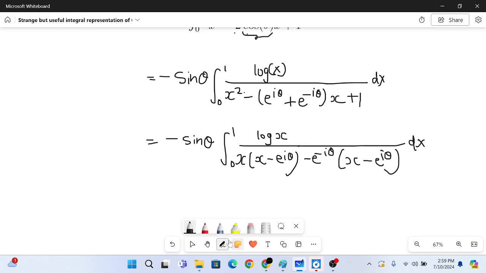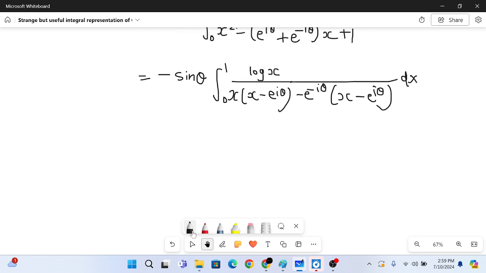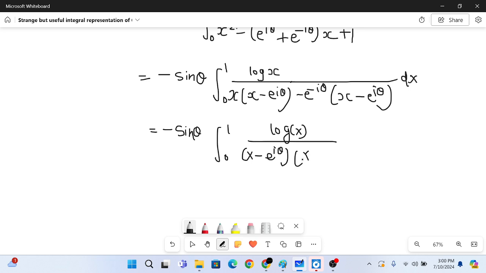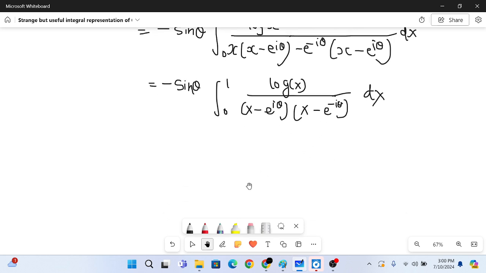Okay, next we'll try to write this factorized form in terms of partial fractions. Minus sine theta, integral from 0 to 1 log x of x minus e to the power i theta, x minus e to the power minus i theta. Okay, looks good. Now the next step is to do the partial fractions, which you can easily do using the cover-up rule. So using the cover-up rule, if I do the partial fractions, I get the following: 0 to 1 log x.